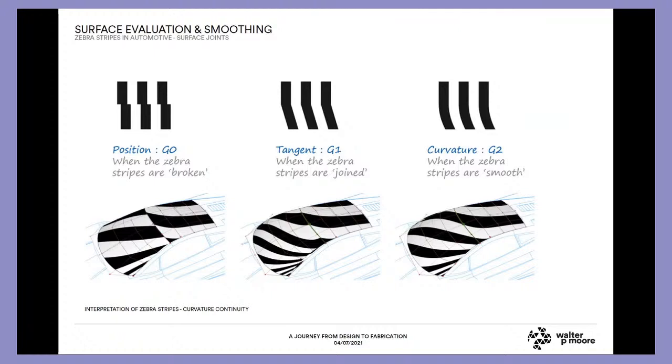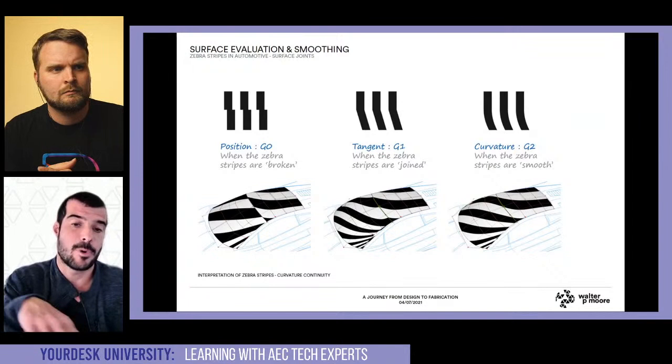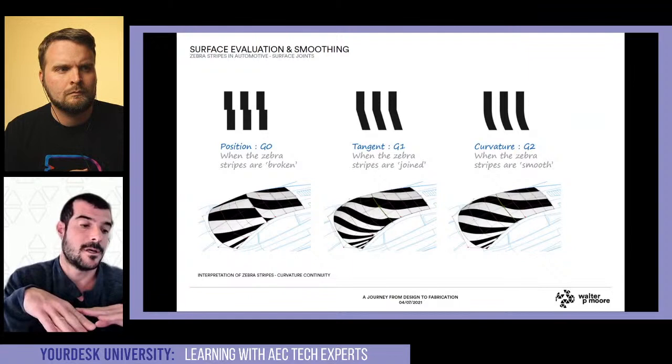I'm going to briefly explain again. G0 is the lowest continuity level, and it measures the gap between the two surfaces. If you have a gap, you can see how the zebra stripes are broken. Moving to G1, it's a higher level of curvature continuity. Not only do the two faces meet, meaning G0 is satisfied at a common edge, but at the same time the tangent plane at each point along this edge is the same for both faces.